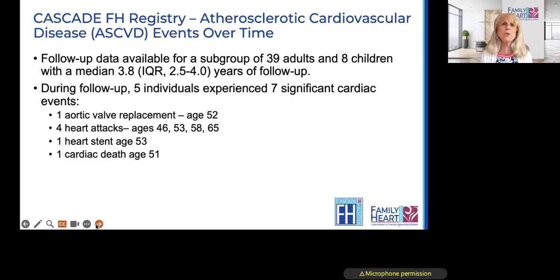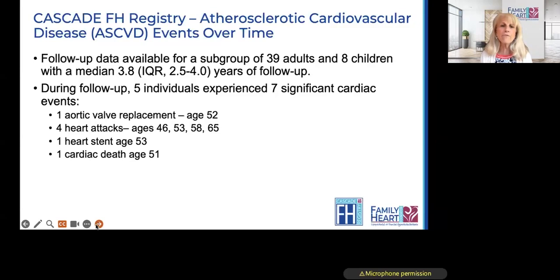We know that people who have homozygous familial hypercholesterolemia get into trouble with early cardiovascular disease. I've shown you that. Probably some of you have experienced this. And even in the registry, as people were being treated aggressively, as we followed these people longitudinally, some people had events. So we have follow-up data for a subgroup of 39 adults and 8 children with a median follow-up of 3.8 years. And during that follow-up, 5 individuals, so this is 5 out of 67, experienced 7 significant cardiac events. Luckily, no children experienced an event during the follow-up.